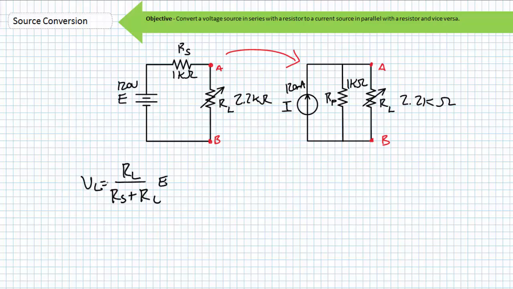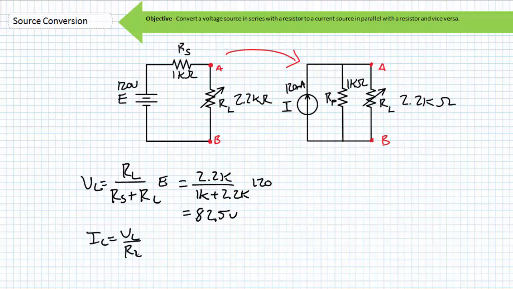From the perspective of the original 120 volt voltage source in series with a 1 kilo ohm resistor, this is clearly a scenario befitting application of the VDR. The VDR is set up to solve for the voltage drop across the 2.2 kilo ohm load resistor as follows. Substituting in the necessary values, we find an 82.5 volt drop across the 2.2 kilo ohm load resistor. We can use Ohm's law to solve for the current through it. Substituting in the necessary values, we find the current flowing through our load resistor is 37.5 milliamperes.